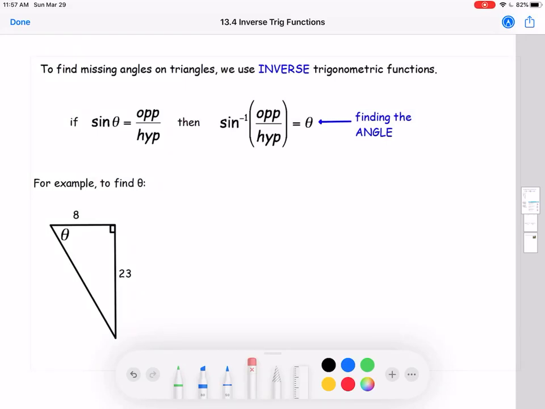Today's video is going to teach you everything you need to know about the inverse trigonometric functions, or inverse trig functions. Remember back in geometry we talked about these just a little bit. We have inverse sine of a ratio equal to theta. So these inverse trig functions are how we find angles instead of sides.